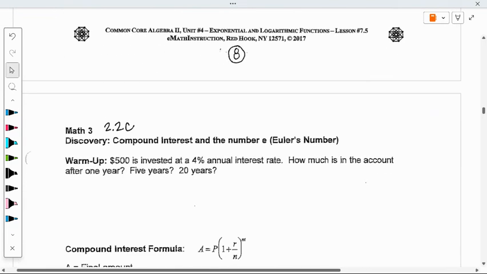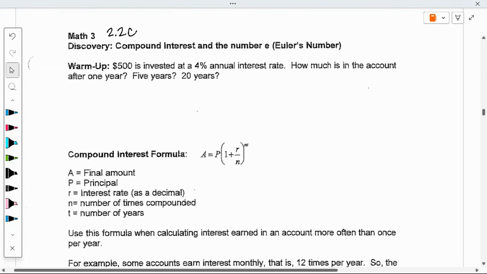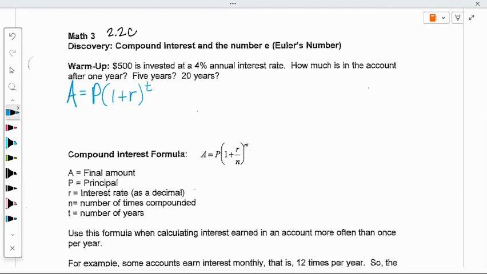Okay, let's go to page 9. So this is your 2.2C, compound interest. So yesterday we learned growth and decay, P equals 1 plus R to the power of T. Okay? So we're going to use this formula right here to answer these questions. This is kind of our warm-up.